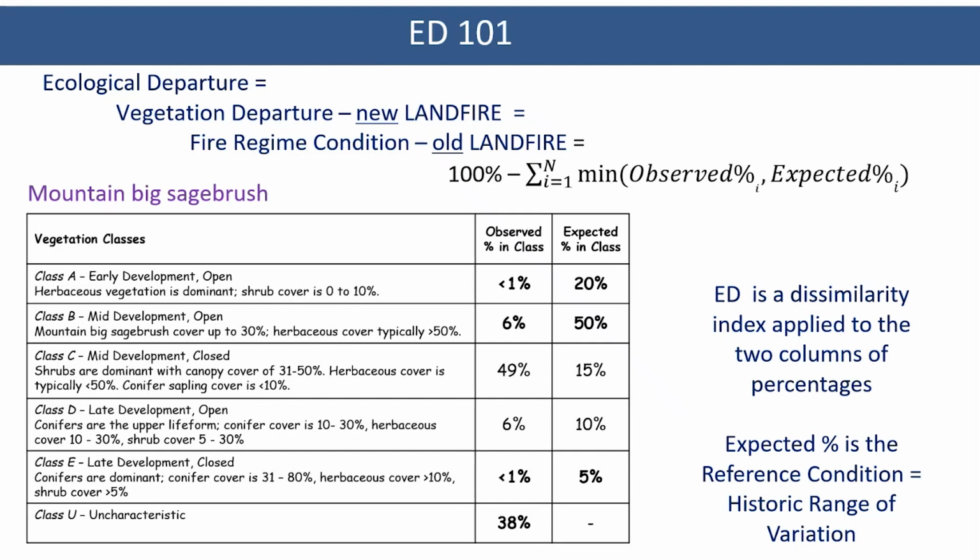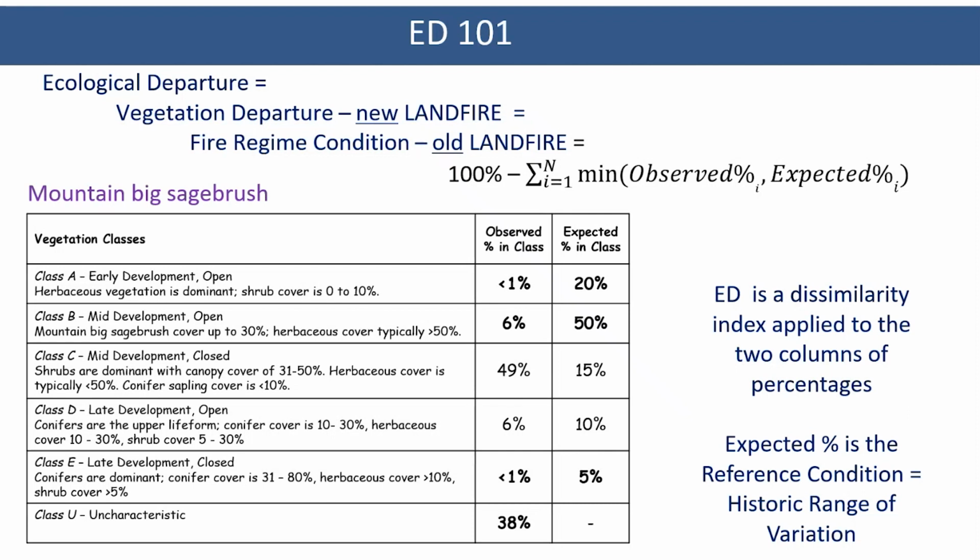Let me give you a simple example. This is a Mountain Sagebrush description of vegetation classes, early successional to late successional, and we put in a hodgepodge here, all the uncharacteristic classes. In my models, there's like 30 of these, but this is a very old slide that I recycled. Basically, the first column is what you obtain from remote sensing. So this is the percent of this early successional class in your landscape for Mountain Sagebrush. And this is the reference condition for the historic range of variation.